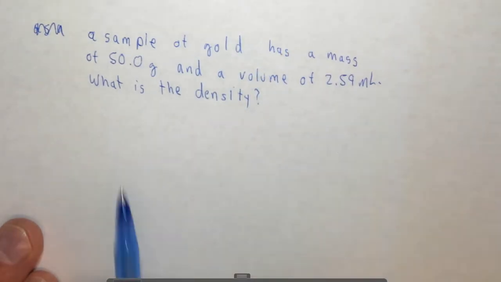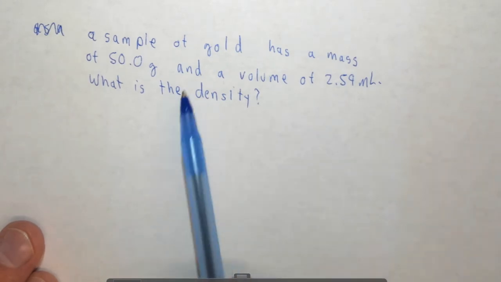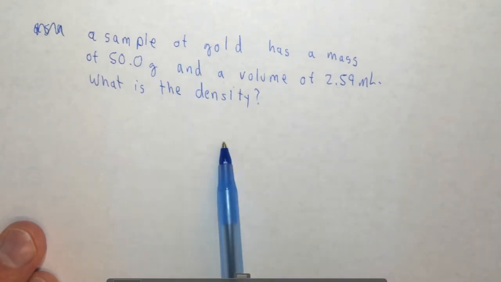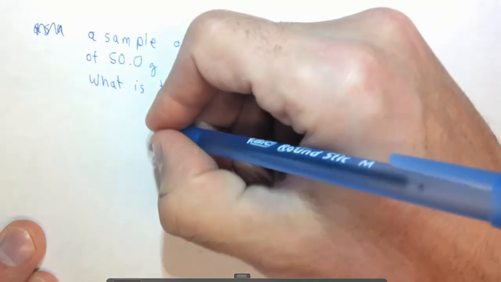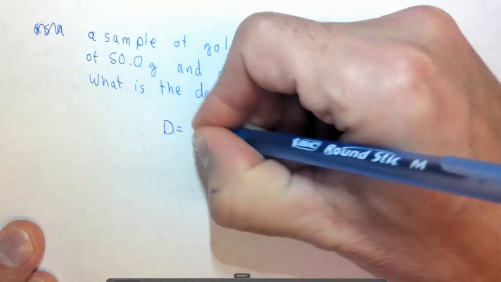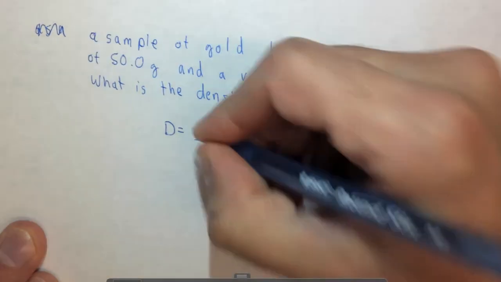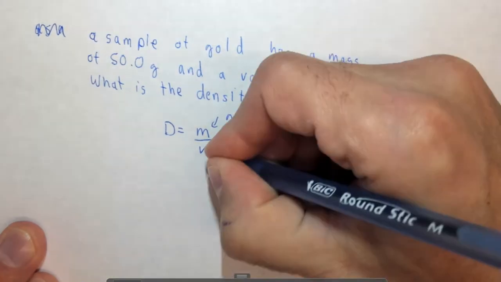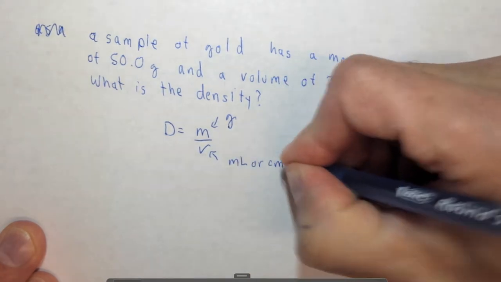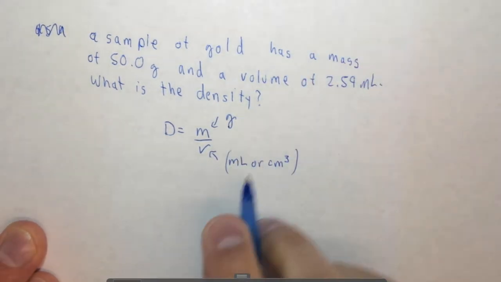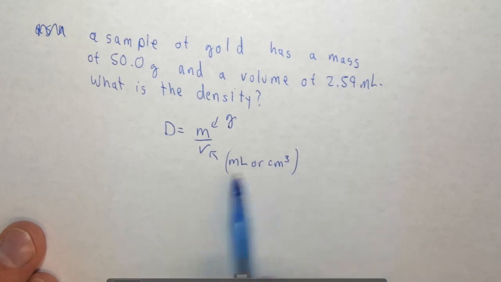All right, so we want to find the density of the gold. And it turns out that gold is one of the most dense substances that there is. So, if you recall from the previous slide, density equals mass divided by volume. Typically, the mass is in grams, and typically the volume is in milliliters or centimeters cubed. Note that a milliliter and a centimeter cubed, or a cc, are the exact same thing.